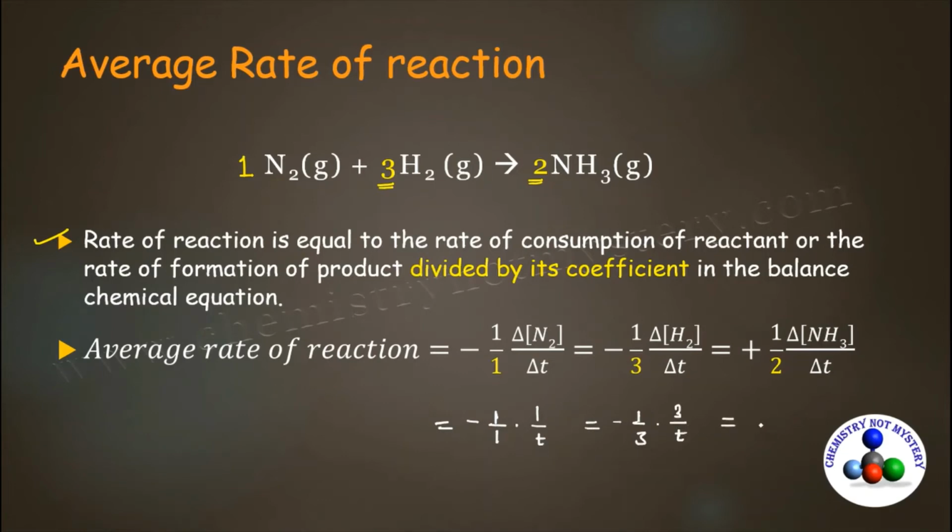Now come to the ammonia. First write 1 by 2. How many moles of ammonia are formed? So there are 2 moles of ammonia formed in a given period of time. Now calculate each of them. So when you calculate it, 3 gets cancelled with 3, 2 gets cancelled with 2. So here in each case you will get the rate of reaction as 1 upon T. So here now we get the same rate of reaction in terms of each reactant and product.